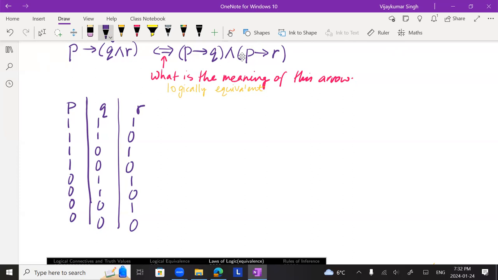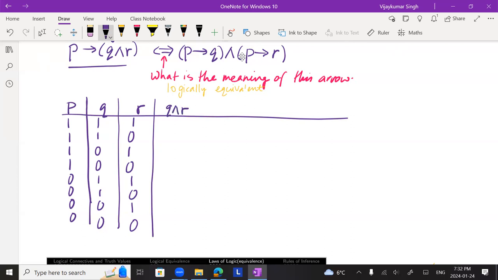All right, so now let's work on this one first. Let's try to build it. I'm going to build Q and R first. So Q and R gives 1 0 0 0 1 0 0 0. Now let's do P implies Q and R.